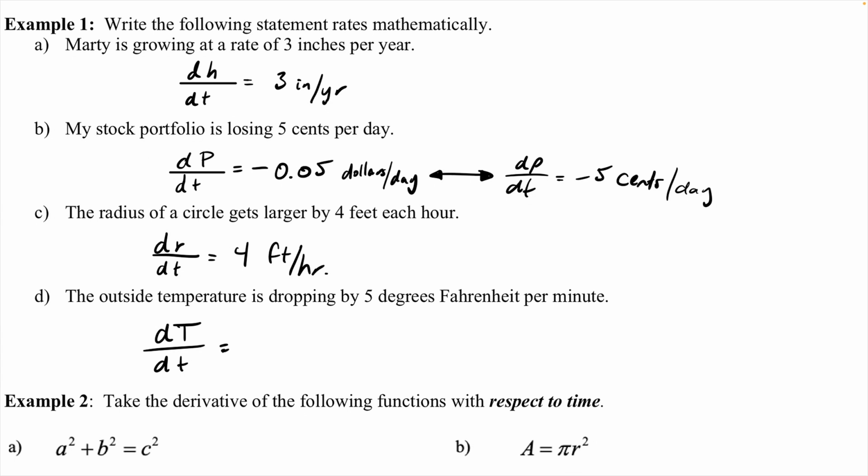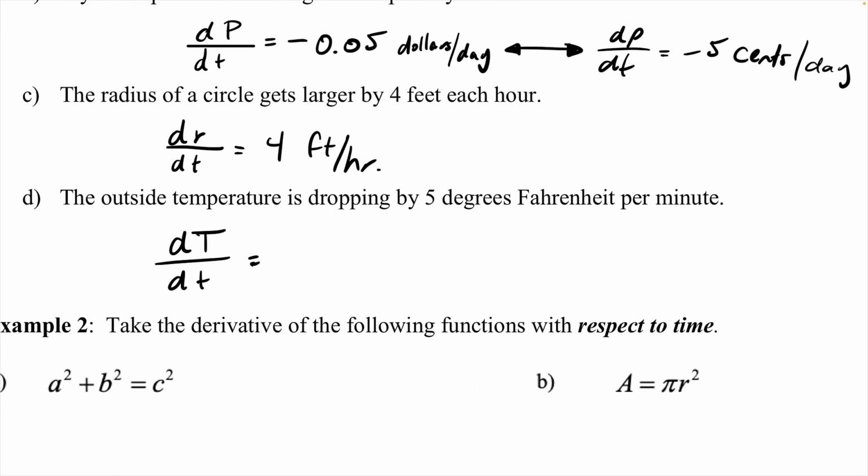Okay, and then what would that equal? -5 degrees Fahrenheit. -5 degrees Fahrenheit. Per minute, yeah, per minute. Because it's a rate. It's not 5 degrees, it's -5 degrees per minute. Okay? Okay. That's the first part.